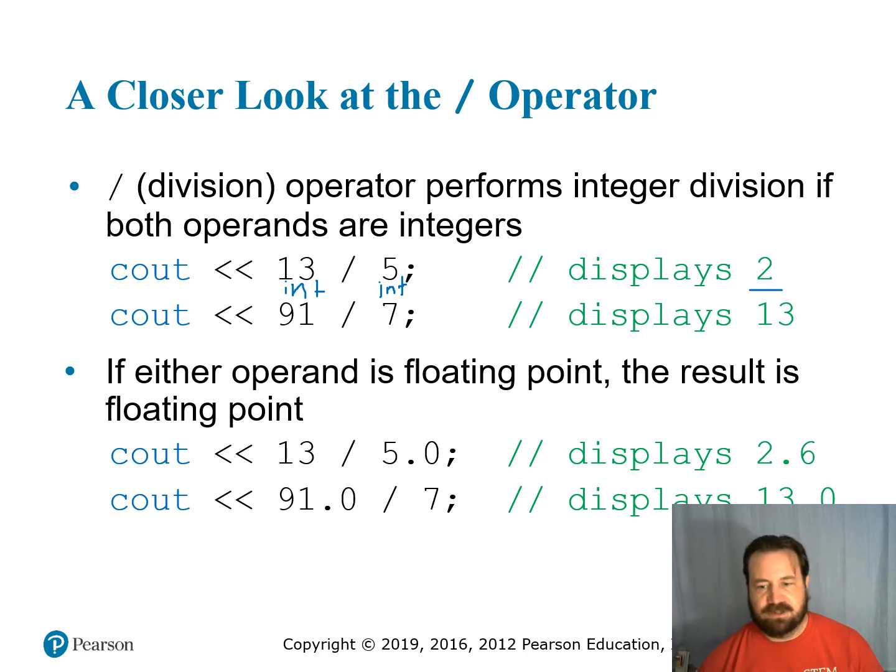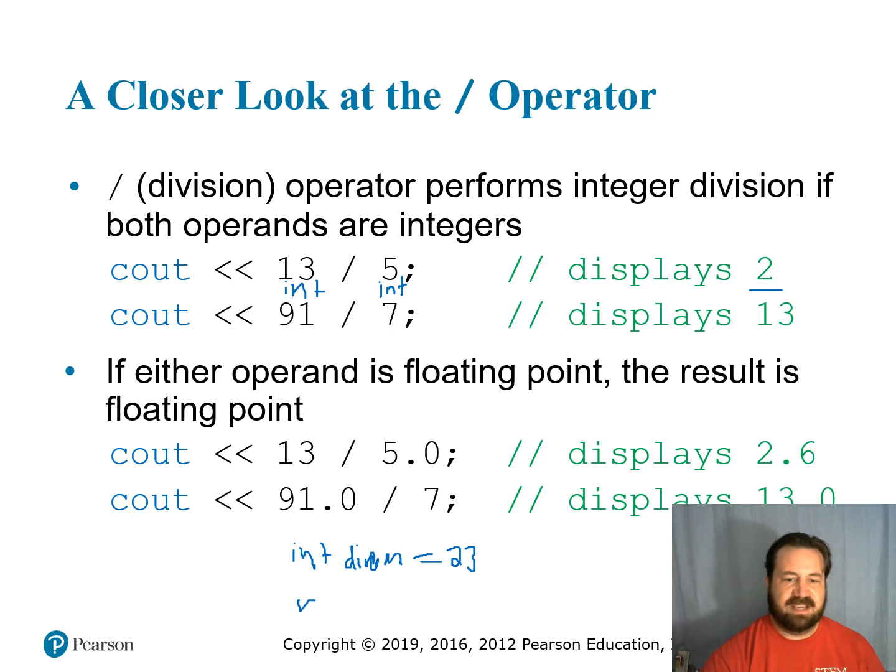What this means in practical use is that quite often we'll say something like int diameter equals 23. Okay, my circle has a diameter of 23. And then later in the program, I'll say radius equals diam over 2. What am I going to get there?